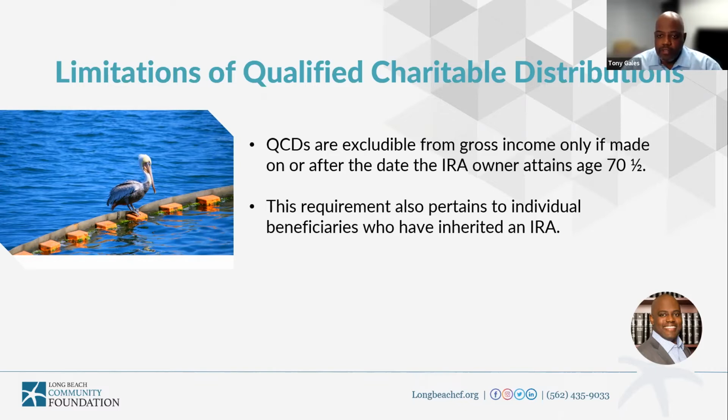In that particular instance, the RMD that recipient is required to take cannot be excluded by using the qualified charitable distribution rules. They have to pick that income up in their ordinary income. So you have to have reached the age of 70 and a half to use the qualified charitable distribution function.